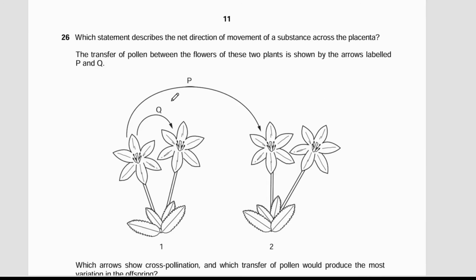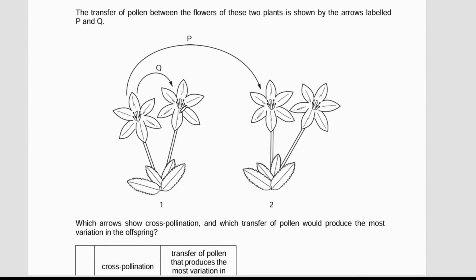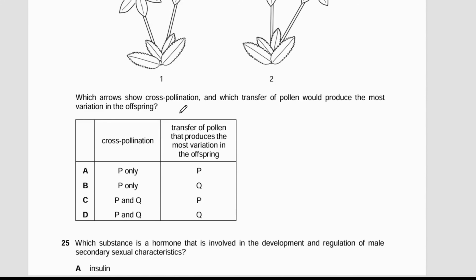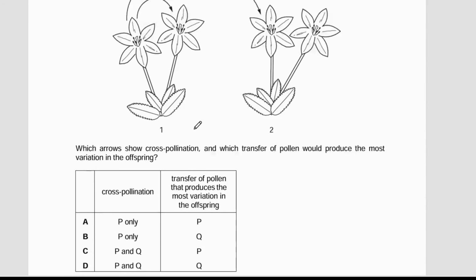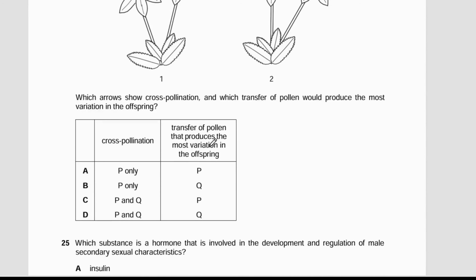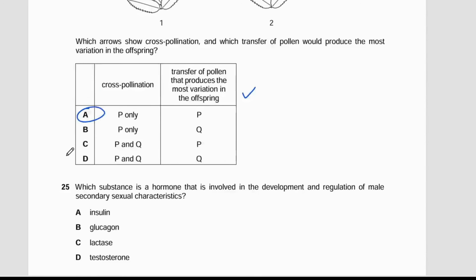The transfer of pollen between two plants is shown by an arrow. So what is P and what is Q? P is a type of cross-pollination, and Q is self-pollination. Which arrow shows cross-pollination, and which transfer of pollen would produce the most variation in the offspring? Cross-pollination is P, and it would create the most variation. Yes, there is more variation in cross-pollination as compared to self-pollination.